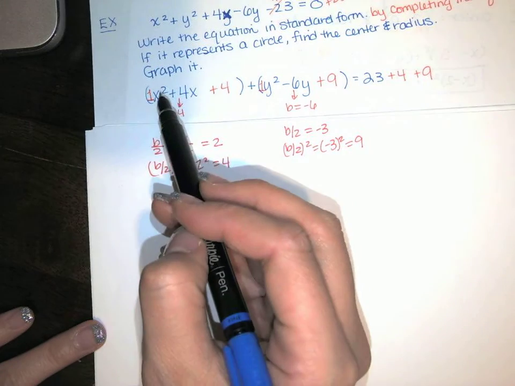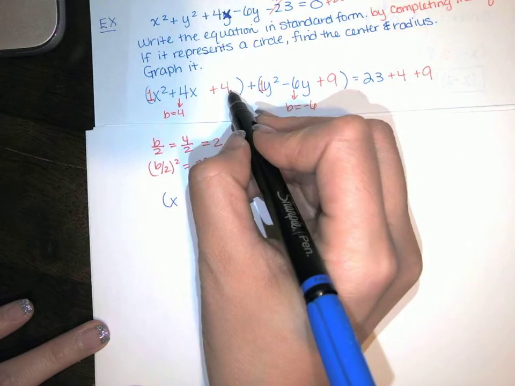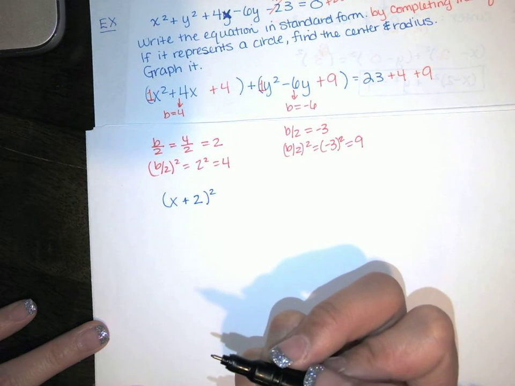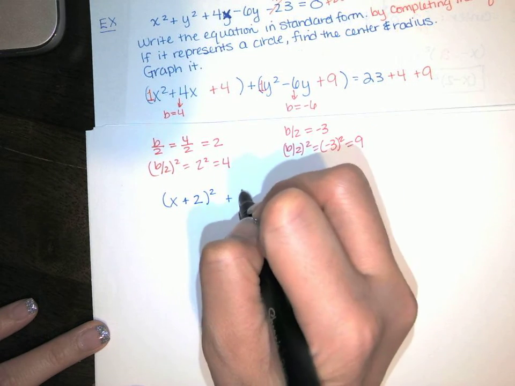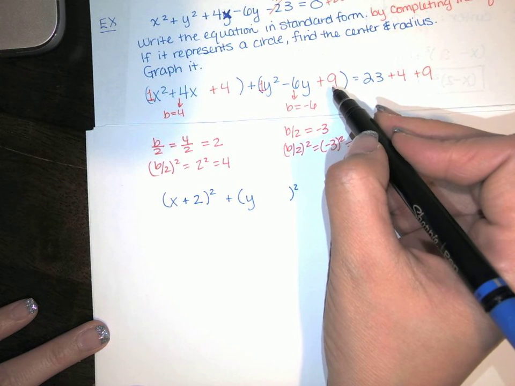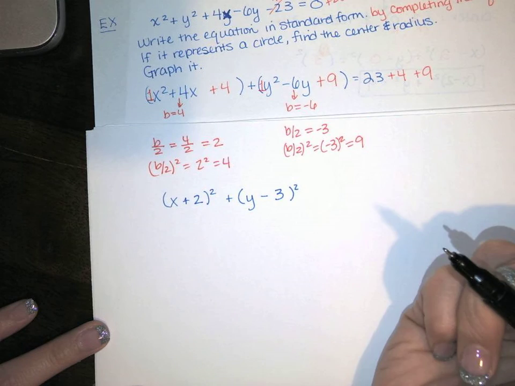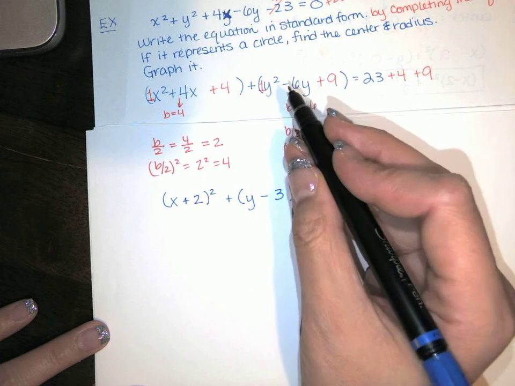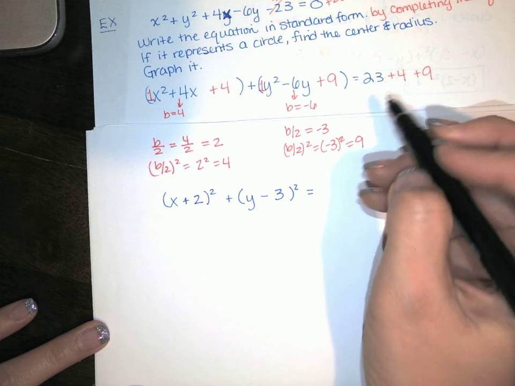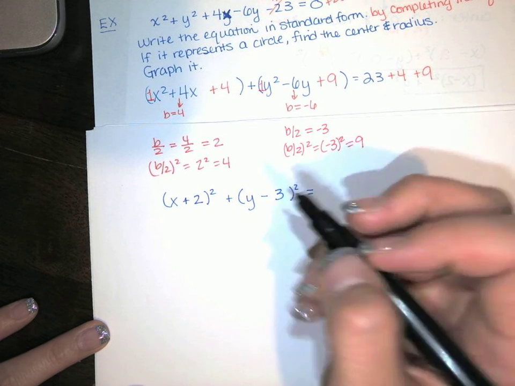So let's do that. This is x squared plus 4x plus 4. I need two numbers that multiply to give me 4 that add to 4. Plus 2 and plus 2 would work, so that's x plus 2 squared. Here, I need two numbers that multiply to give me 9, product of 9, and add to give me -6. -3 and -3 will work. -3 plus -3 is -6, and -3 squared is 9. On the right-hand side, you've got 4 and 9, that's 13, and 13 and 23 is 36.